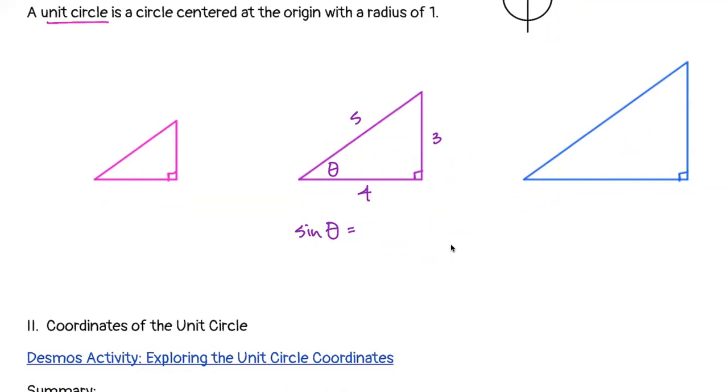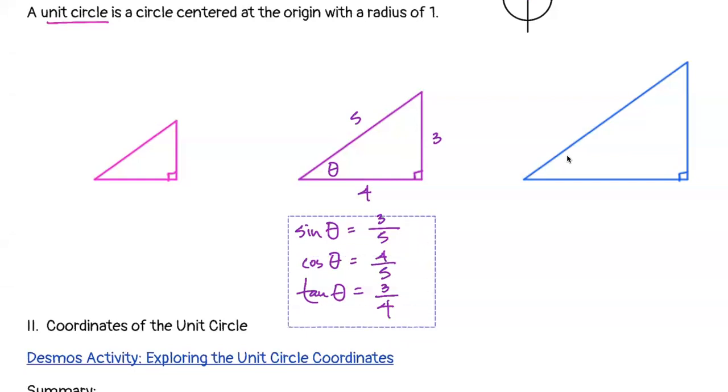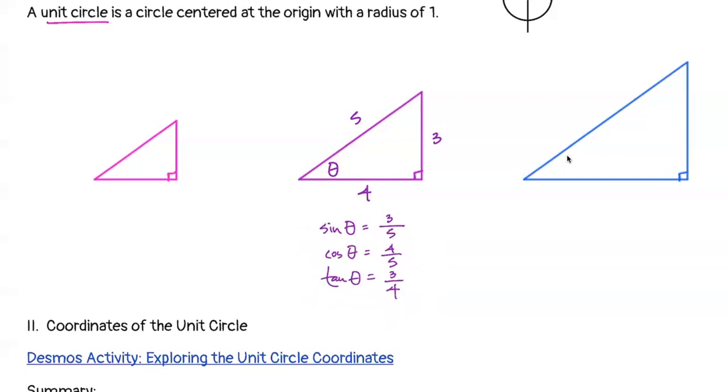So sine theta, what do we get for sine theta? Perfect, 3/5, because it's opposite over hypotenuse. Cosine is 4/5, because it's adjacent over hypotenuse, and then tangent is opposite over adjacent, which is 3/4. Those are things that we practiced last week, but we're going to continue to use, and we want to be really quick at figuring them out.